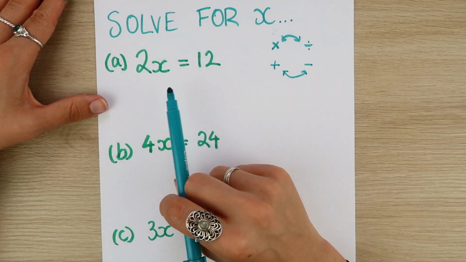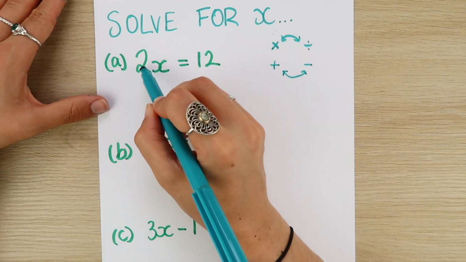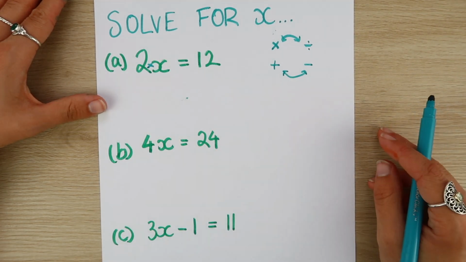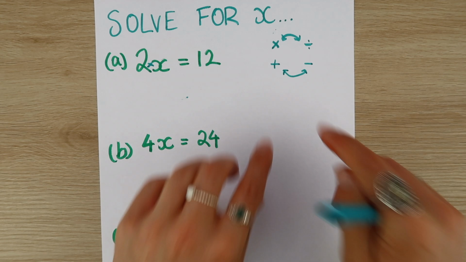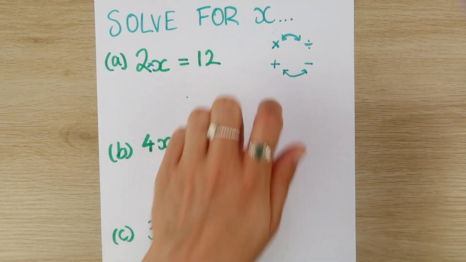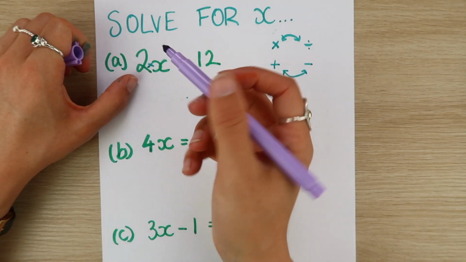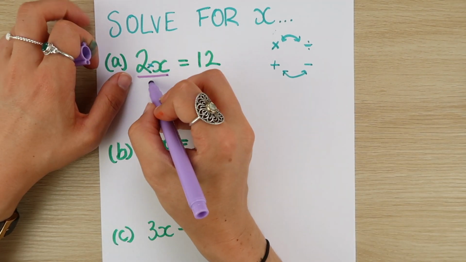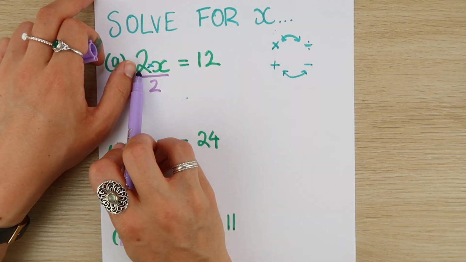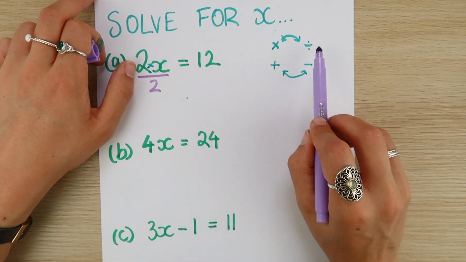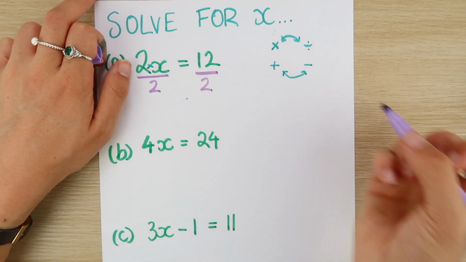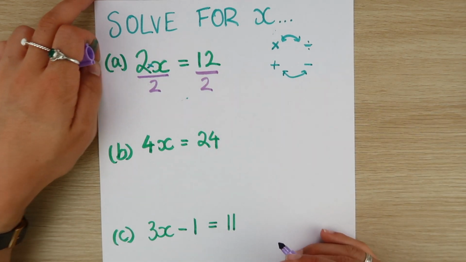So if I've got 2x equals 12, that means that 2 times x, remembering that there's an invisible multiplication inside there, is equal to 12. The opposite operation is divided by. So to answer this one, I'm going to divide this side by 2, using the same number that's here and the opposite operation. Now that also means I need to divide the other side by 2 because that's what's going to keep my equation balanced.